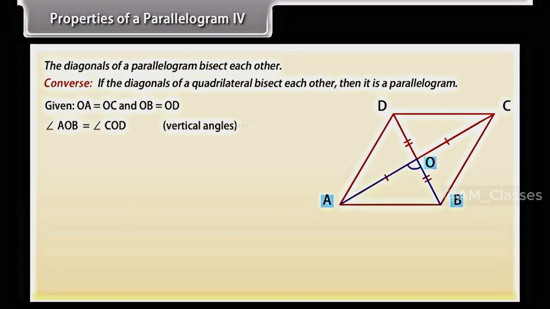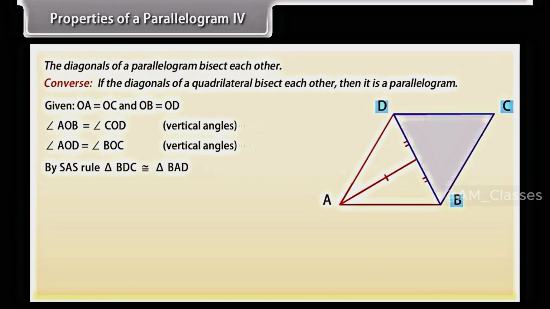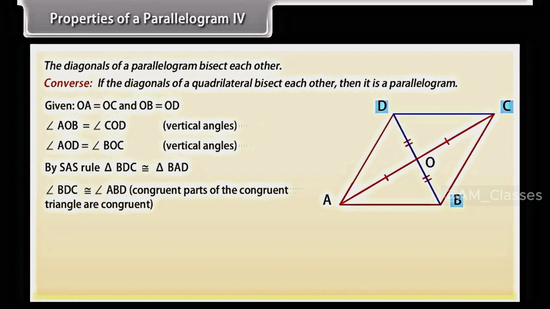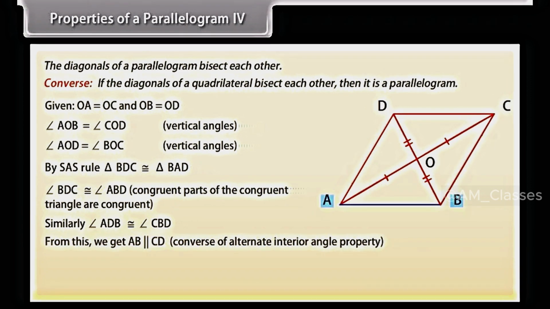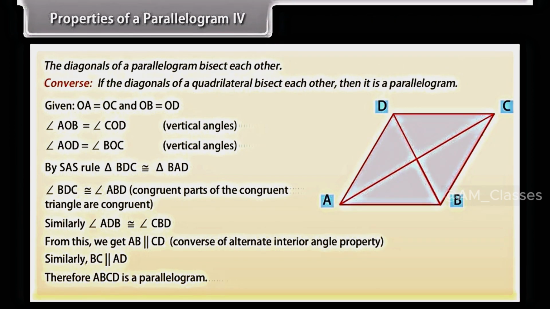Angle AOB is equal to angle COD because these are vertical angles. Similarly, angle AOD is equal to angle BOC. So, by SAS rule, triangle BDC is congruent to triangle BAD. Therefore, angle BDC is equal to angle ABD, because corresponding parts of congruent triangles are congruent. Similarly, angle ADB is equal to angle CBD. From this we get AB is parallel to CD. Similarly, BC is parallel to AD, using the converse of the alternate interior angle property. Therefore, ABCD is a parallelogram.